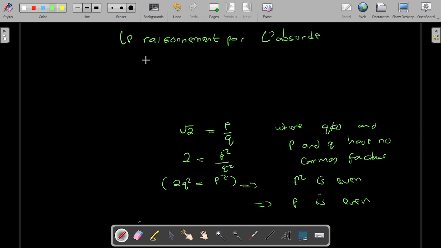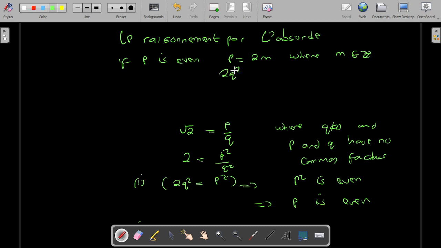If p is even, then it can be written in the form... so this is small letter p. Capital letter P is for the proposition, the proposition that I gave at the beginning of the question. So if p is even, it can be written in the form p is equal to 2m, where m is an integer. Now I'll substitute this 2m into equation 1, so I'm going to substitute my p there.